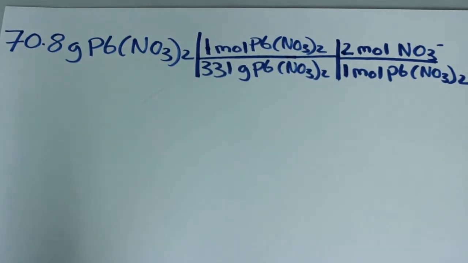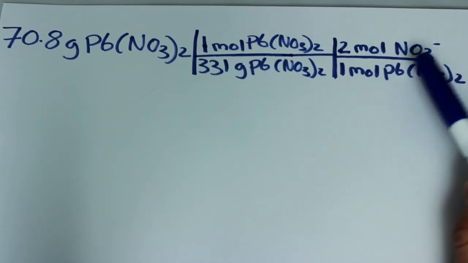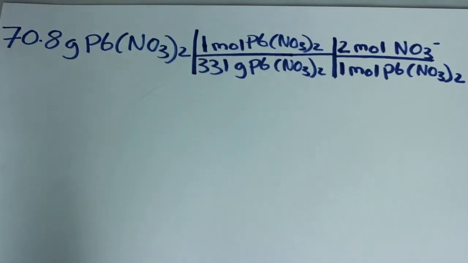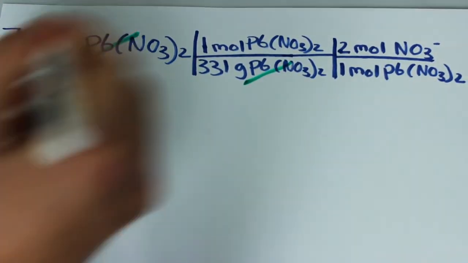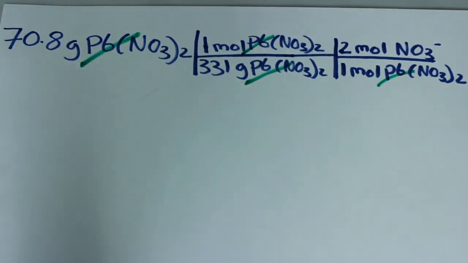And then after that we have the number of moles of nitrate ions present in 1 mole of lead nitrate, which is 2 moles of nitrate ions, and the equivalent value of that, which is 1 mole of lead nitrate. Now the way this works is we can now cancel out the units we don't want for our answer as follows. We can cancel out the grams of lead nitrate, there and there, and moles of lead nitrate, there and there. So we are now only left with the unit that we want for our answer, which is moles of nitrate ions. So we carry out the calculation again.